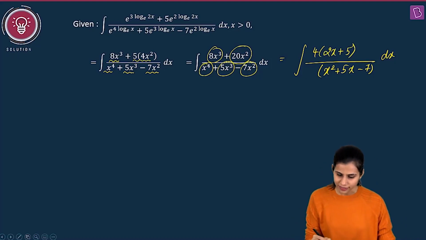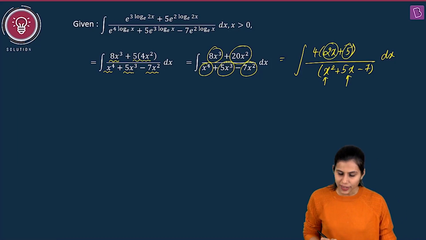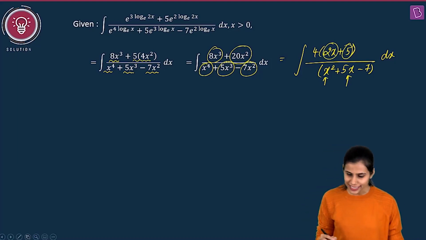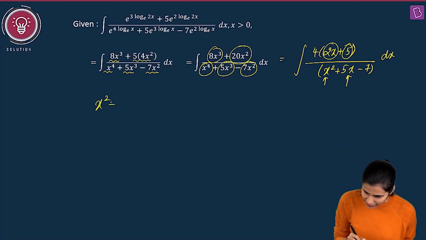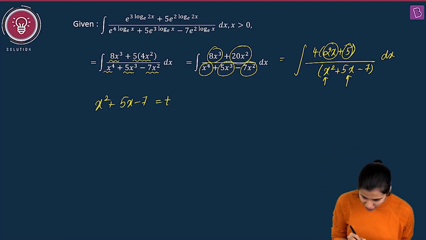And notice one thing here. Differentiation of x square is 2x and differentiation of 5x is 5. You have got the hint. You simply have to take the denominator x square plus 5x minus 7 as t, use the method of substitution, and within no time you will be able to reach the answer. Differentiate, you will get 2x plus 5 dx equals dt.